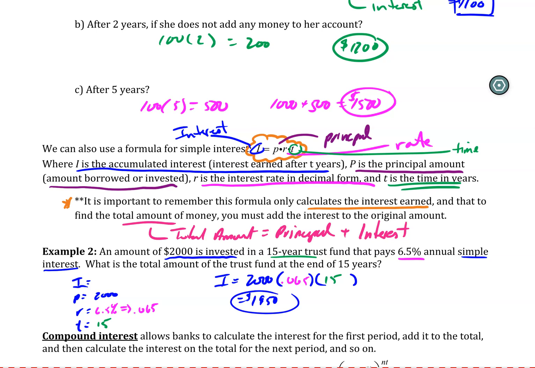But the question says, what's the total amount? So now if I want that, I'm going to abbreviate here, TA for total amount. That's going to be our initial, which was 2,000, plus the interest we just found of 1,950, which gives a grand total of $3,950. So $3,950 is the total she'd have after that amount of time.